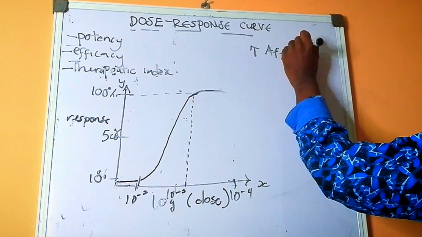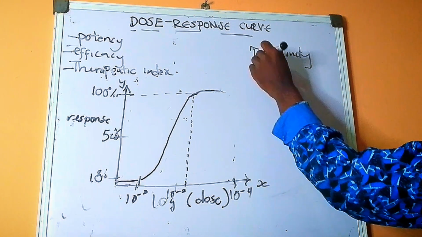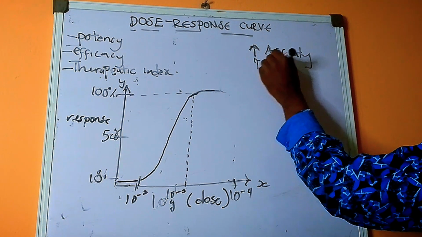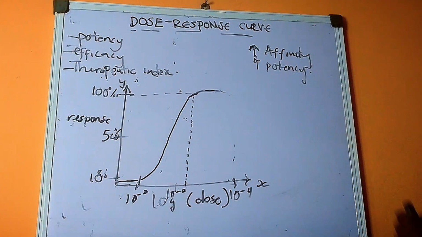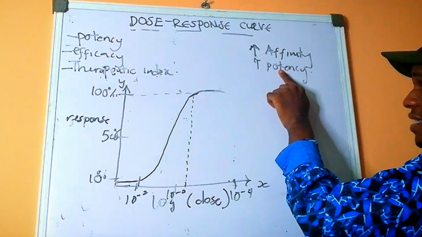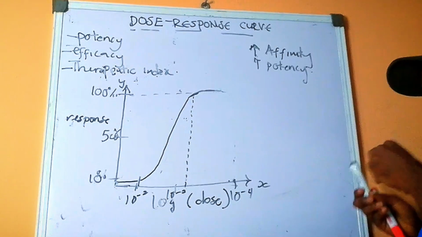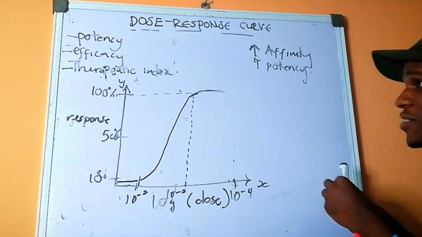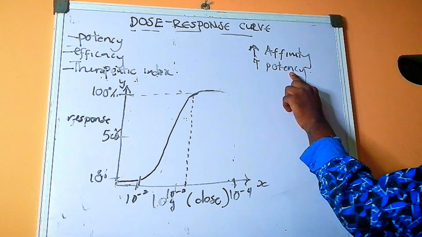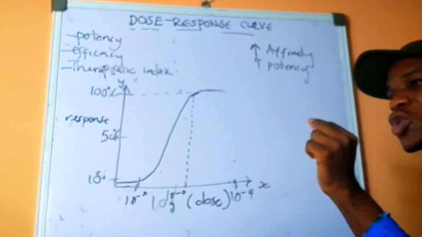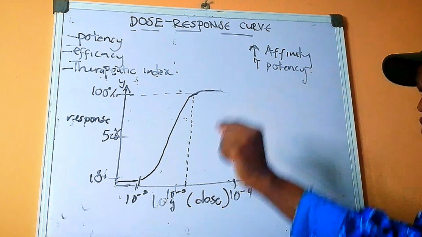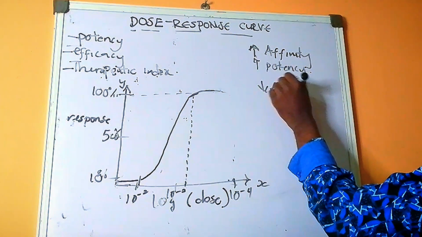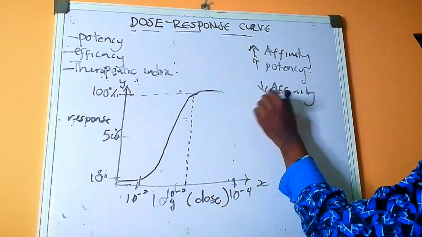So the higher the drug affinity, the higher the potency of a drug. Drug affinity is correlational to potency because the more tightly this drug binds to that particular receptor, the higher the potency. That means we would need a low dose of drug to produce a given response. The lower the affinity of the drug, the lower the potency.